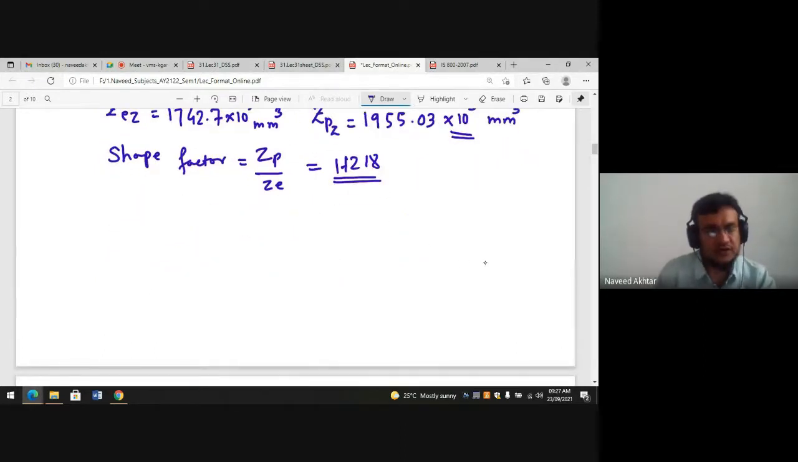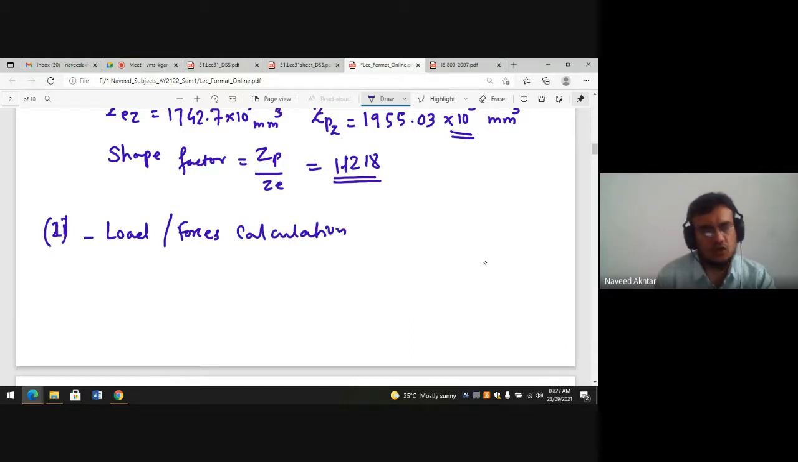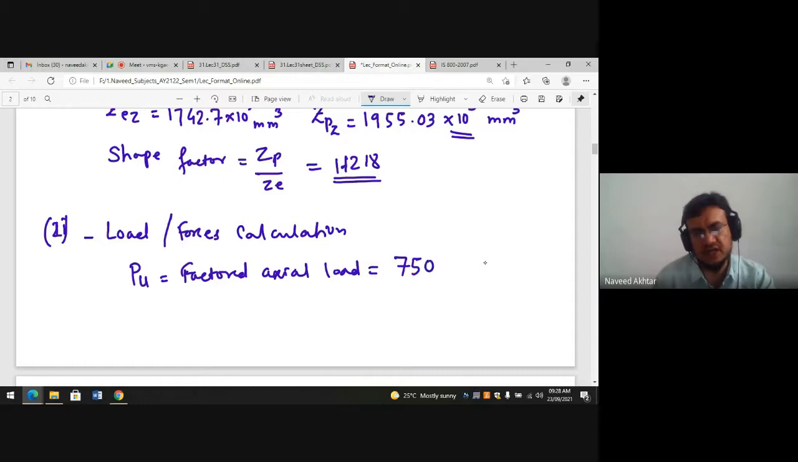Now we have to calculate the loads. So the second step is load or forces calculation. The axial load is already factored, the factored axial load PU is already given, that is 750 into 10 raised to 3 Newton.